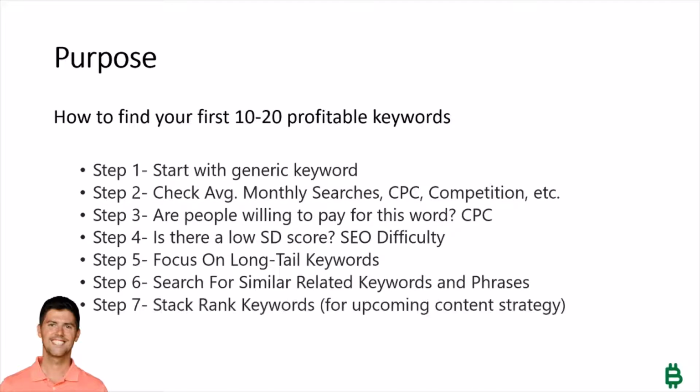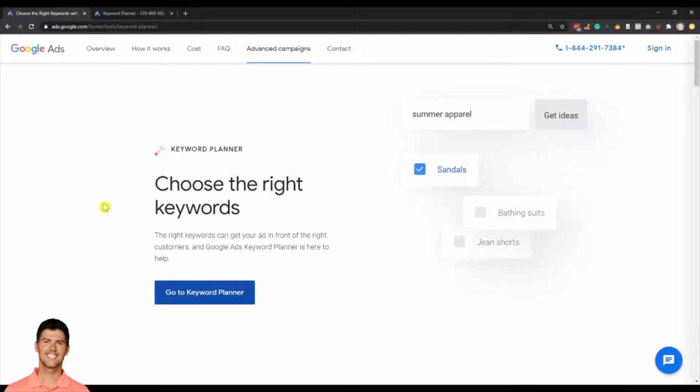create this list. Next is we're going to stack rank all of our keywords for the upcoming content strategy. So again, the purpose of this is to find the top 10 to 20 profitable keywords to start off with, but this is going to be never ending. And then we're going to stack rank all these, come up with a rating to create our first 5 articles around the top 5 of these 10 to 20. And we're going to develop our entire content strategy around these keywords. Let's get right into it.